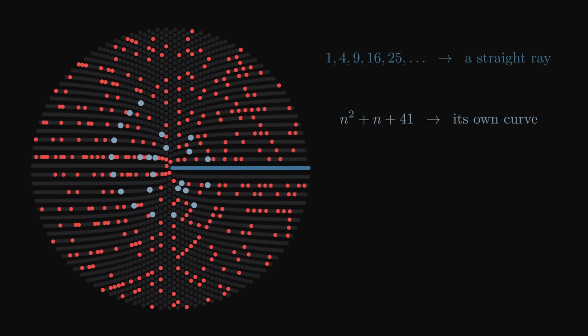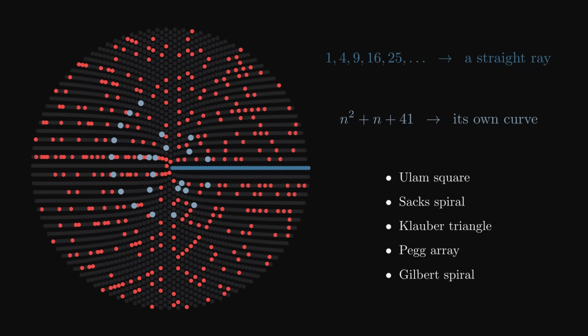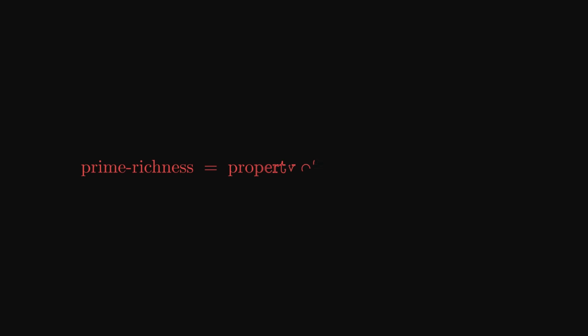Other variants exist. The Kleber triangle arranges the integers in a triangular spiral, Pegg's triangular array. The Gilbert spiral. Each layout reveals the same underlying truth in a slightly different geometric form. The mathematics doesn't care about the layout. Prime richness of quadratic polynomials is an intrinsic property of the integers, not of any drawing.